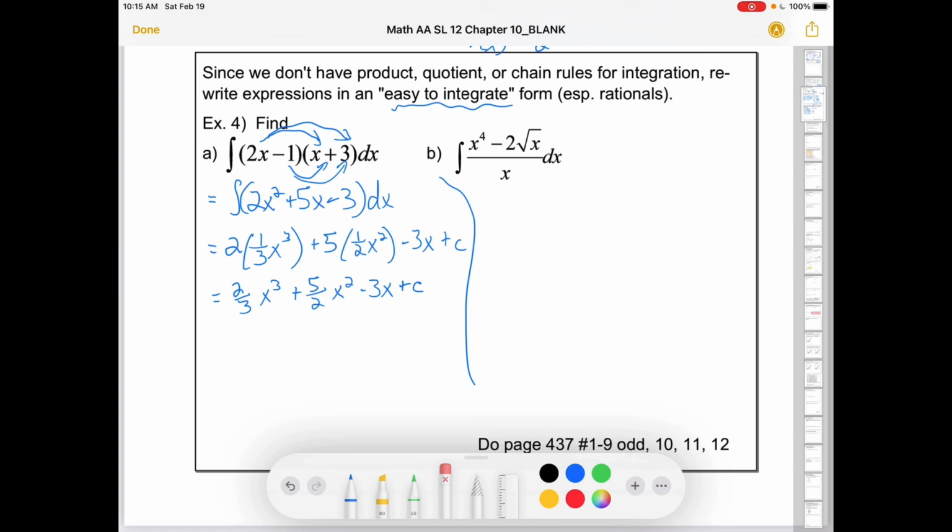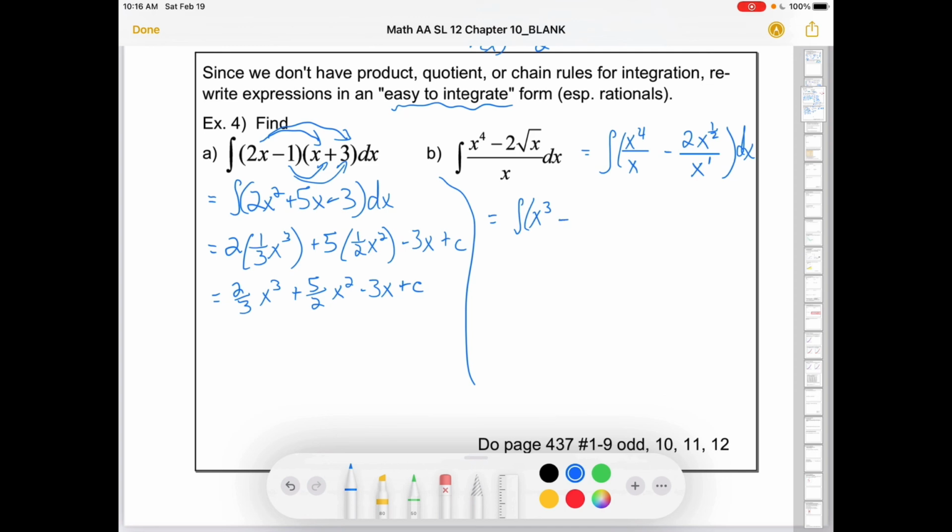For the next one, we've got something that looks like a quotient, but because there's only an x on the bottom, we can use a special property or a simplification trick. We can split this into x to the 4 over x minus 2x to the half over x, all dx. And I think the first one is easy to figure out. X to the 4 over x is x cubed. Then x to the half over x to the 1.